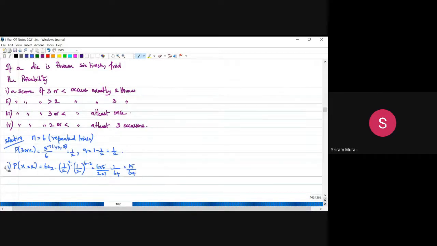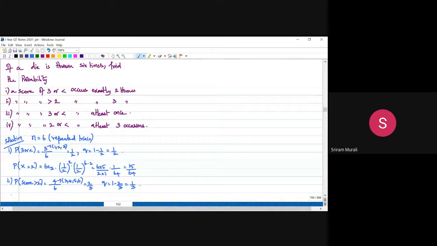The second case, the chance of getting a score of more than 2. What is the chance of getting more than 2? 3, 4, 5, 6. 3, 4, 5, 6 means it is 4 by 6. That is equal to 2 by 3. So Q will be equal to 1 minus 2 by 3, that is 1 by 3.